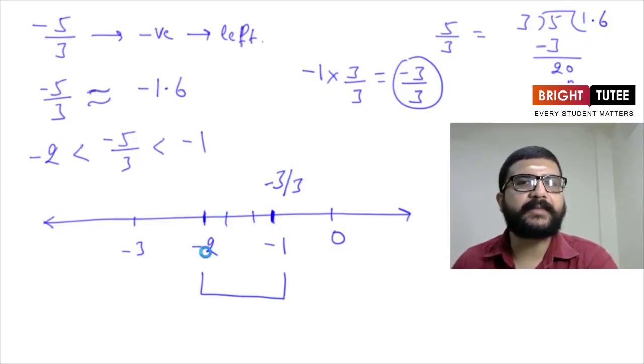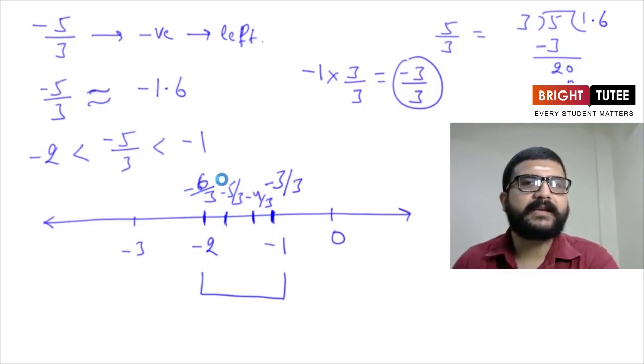Similarly, what will be this number? Minus 2 will be minus 6 upon 3. So now what do you think? Where will minus 5 upon 3 be? So the first marker after minus 3 upon 3 will be minus 4 upon 3, and the next one will be minus 5 upon 3. So therefore the required number is this one, minus 5 upon 3. It will lie here on the number line.